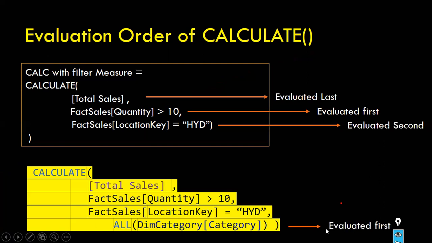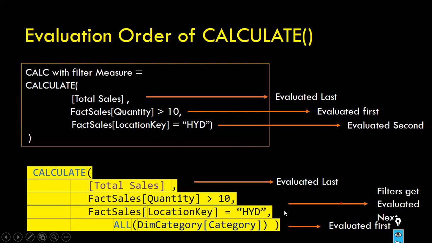This one, ALL, will get evaluated first, then this one second, and this one last. So obviously we are left with this one. This I forgot to tell you: the last evaluated. In this case, the same measure, but we have included an additional parameter or argument, the ALL function. So the ALL function will get evaluated first, and then this one will get evaluated next, and then this one will get evaluated last.